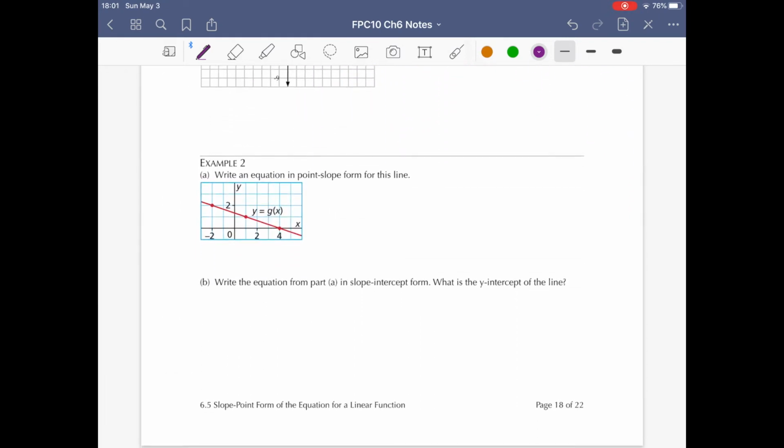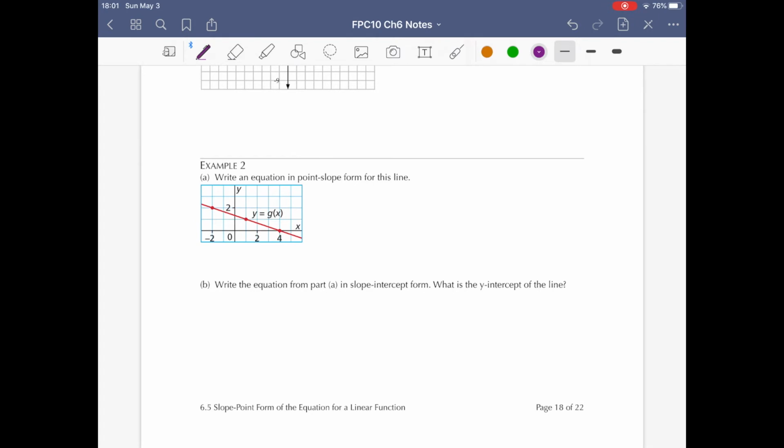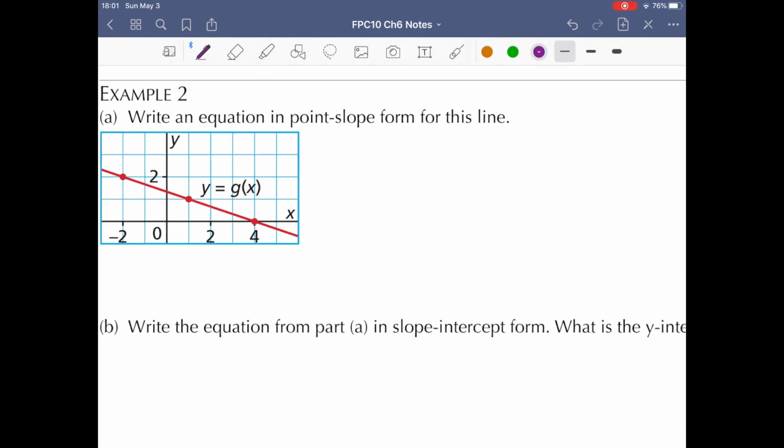Example number 2. Write an equation in point slope form for this line. So we have to choose a point. It doesn't matter which one. We're going to do this one for the first one. In fact, we're going to do this twice, and then we will see that it doesn't matter. So we're going to do this one in orange. So our point is at negative 2, 2.